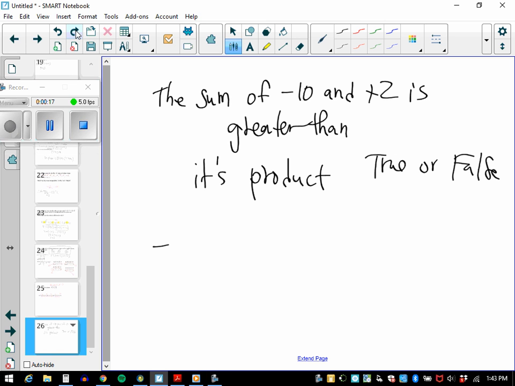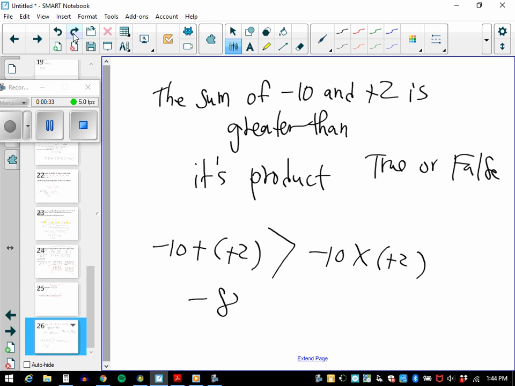So in order to solve this, we had to know that the sum means addition and the product means multiplication. So is the sum greater than the product? What is the sum of -10 and +2? It's -8. What's the product? It's -20. Is -8 greater than -20? Yes, it is. And therefore, our answer to the first question will be true.